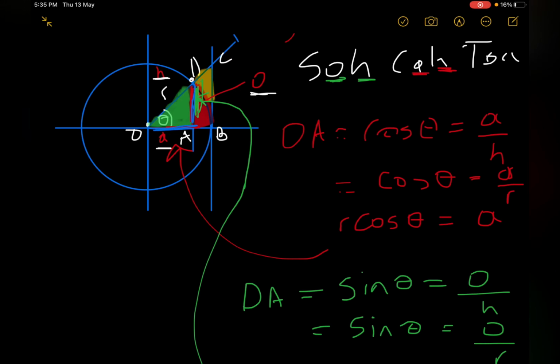The next section is the sector, which includes that triangle along with the red section. In order to find the area of a sector, we have half r squared, which is the radius squared, times the angle. Let me put that as our middle function.